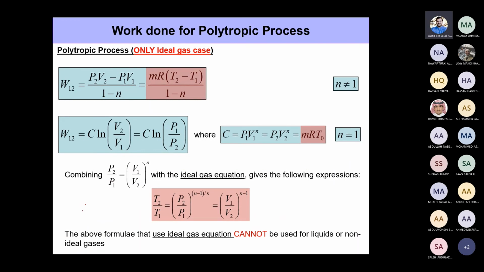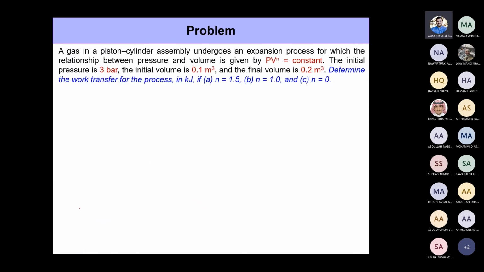All right. So then let's move forward. Let's solve a problem and try to understand what is the effect of n, right? So effectively, when we say PV^n is equal to a constant, we are simply talking about the relationship between pressure and volume. How does pressure change when you change volume? So let us try to see how things change for different values of n.